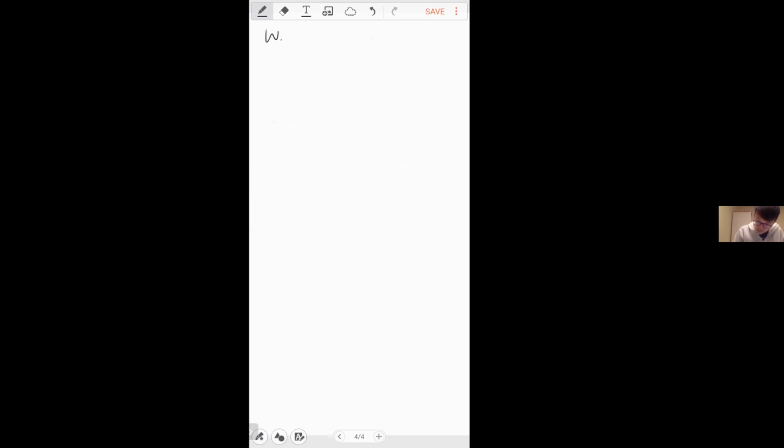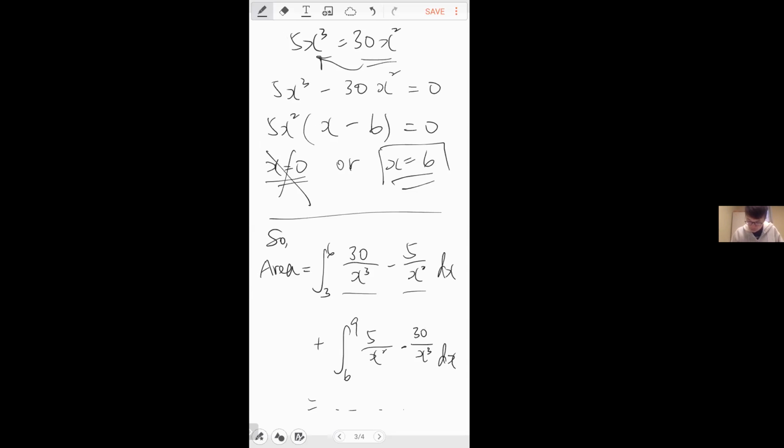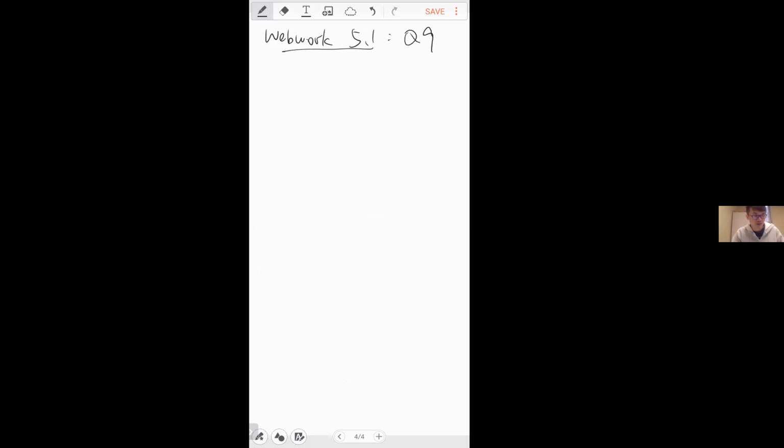All right. What was the last part I said? I said it's easy. So you just find the antiderivatives and then plug in 6 and 3 for the first integral, and for the second integral, you plug 9 and 6. By now you should be able to find antiderivatives, so that should be easy for you. And let's look at the next question.